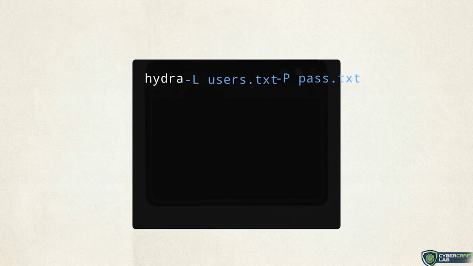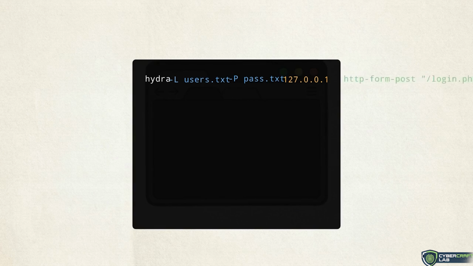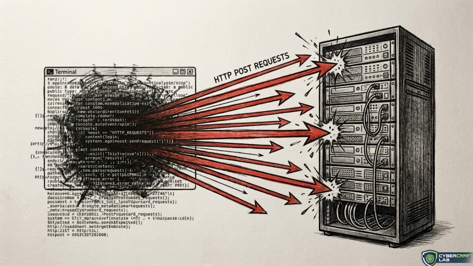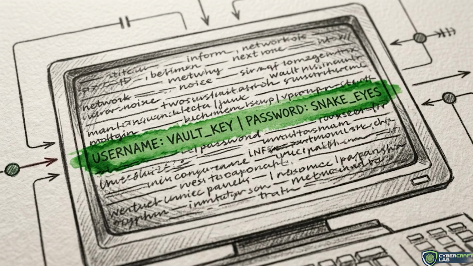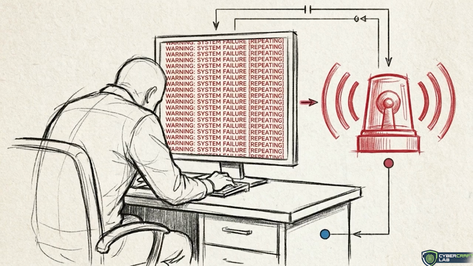We combine our username list, our password list, the target server's IP address, the form parameters we just mapped, and finally, that specific error message. When we execute the command, Hydra rapidly fires HTTP POST requests at the server. It tests combinations until the server response doesn't contain that error message, at which point Hydra halts and displays the valid login. Online brute forcing differs significantly from offline cracking. Generating thousands of login requests creates massive network noise, making attackers highly visible in the server logs.